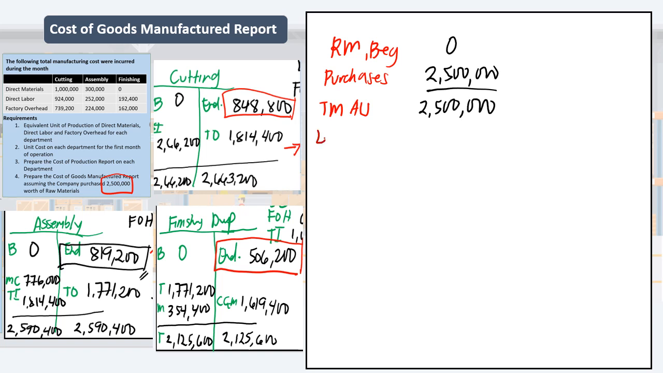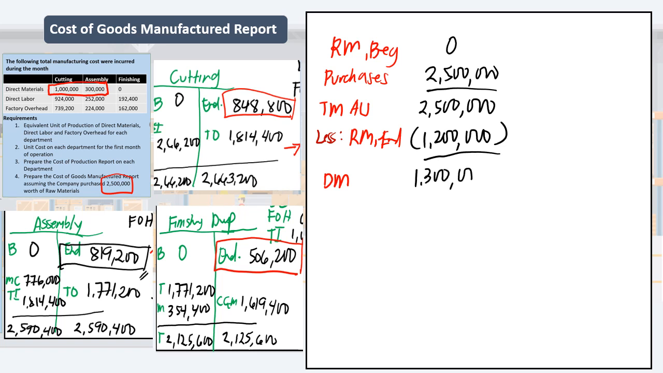Then we will subtract the raw materials end. So, if we delivered 1.3 million of raw materials, therefore, 2.5 million minus 1.3, our raw materials ending will be 1.2 million. Let's put 1.2 million there. The result is direct materials used, which is this, so we put 1.3 million pesos there.